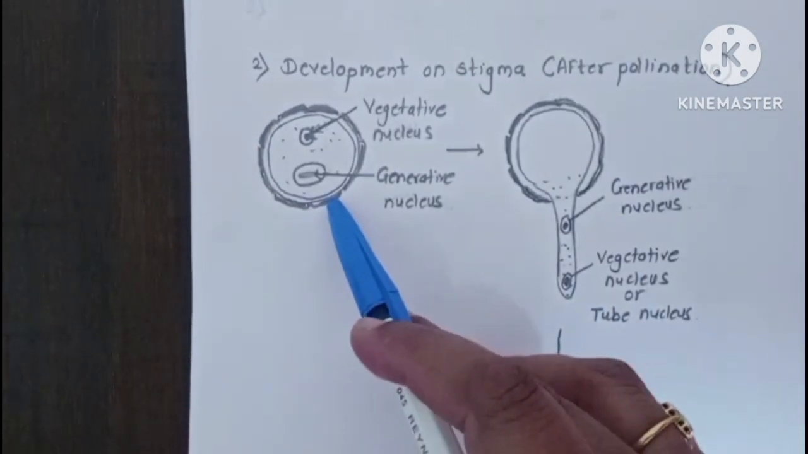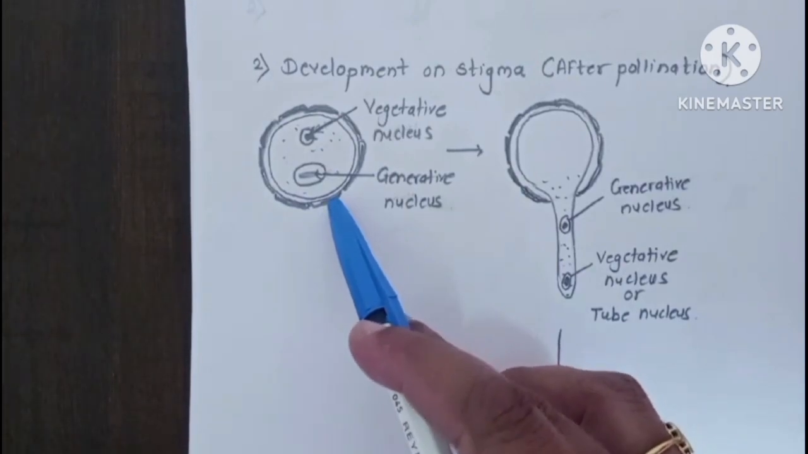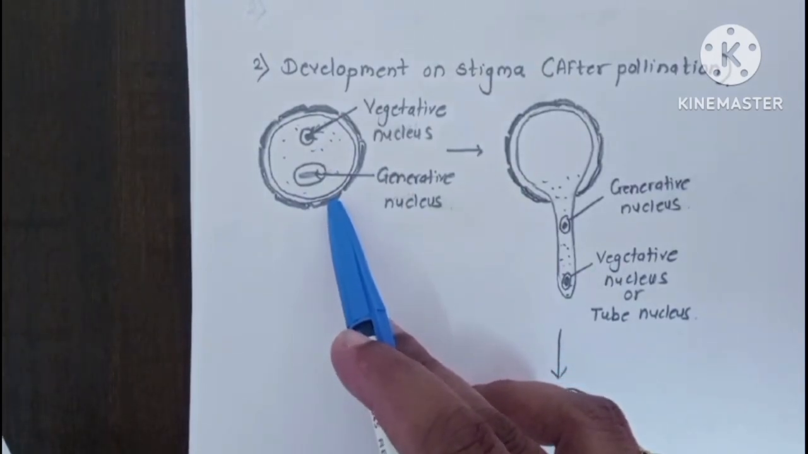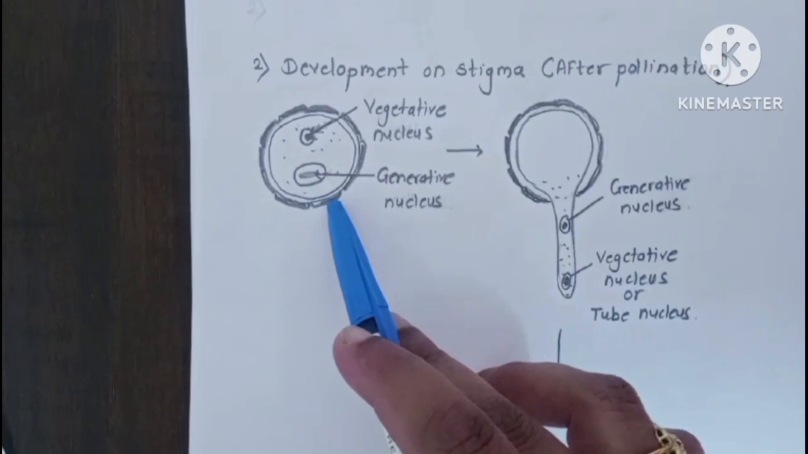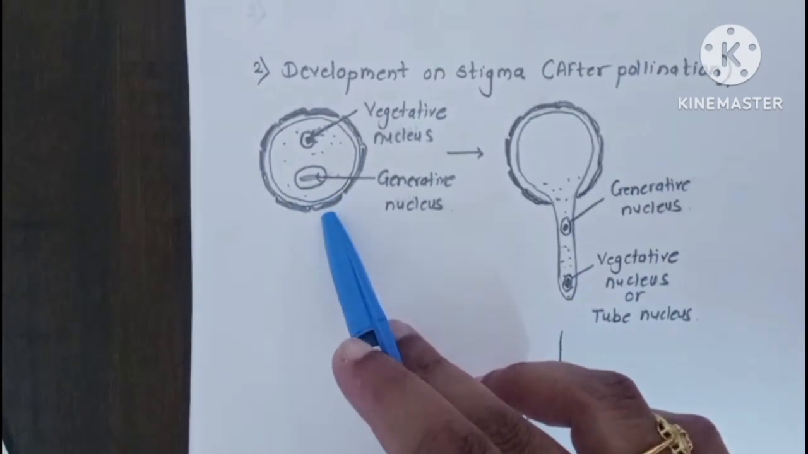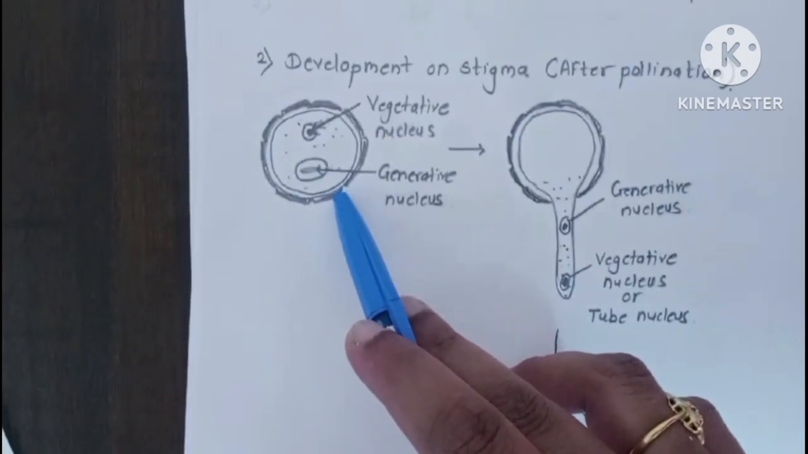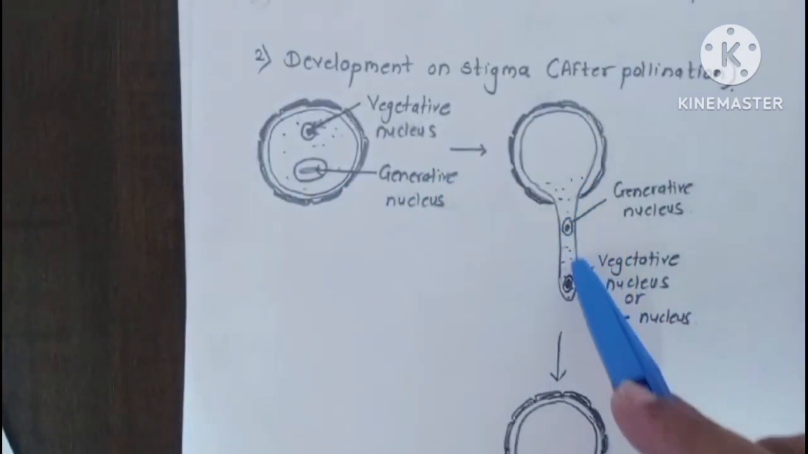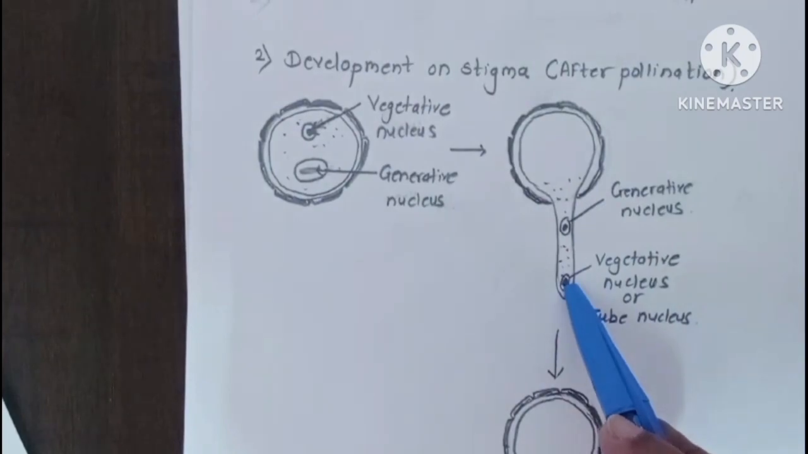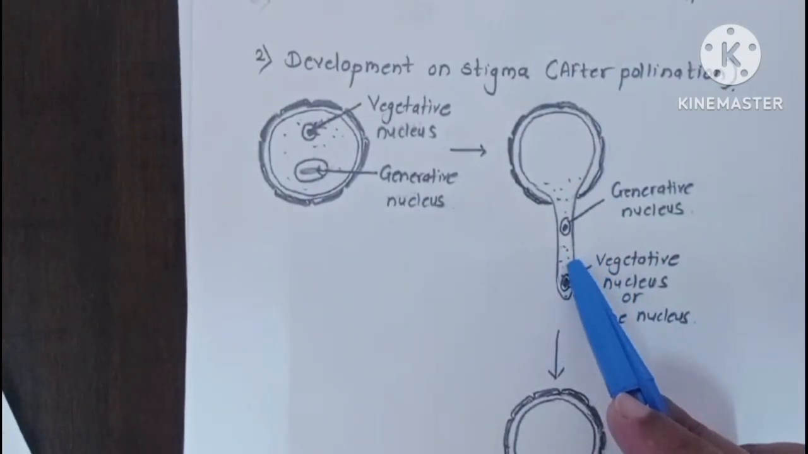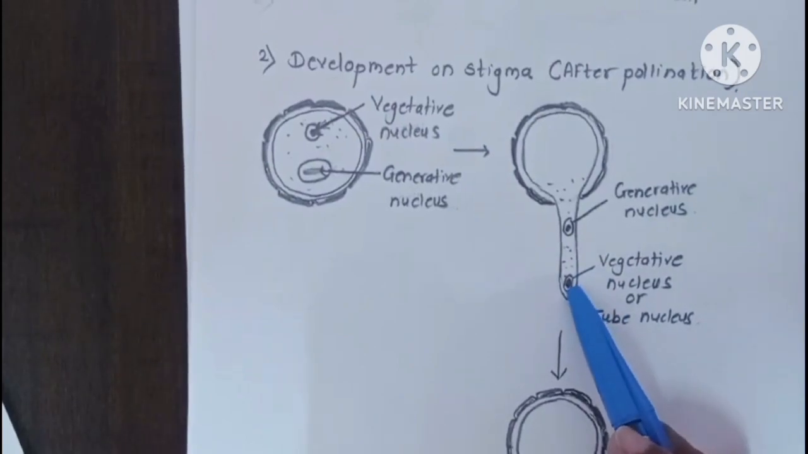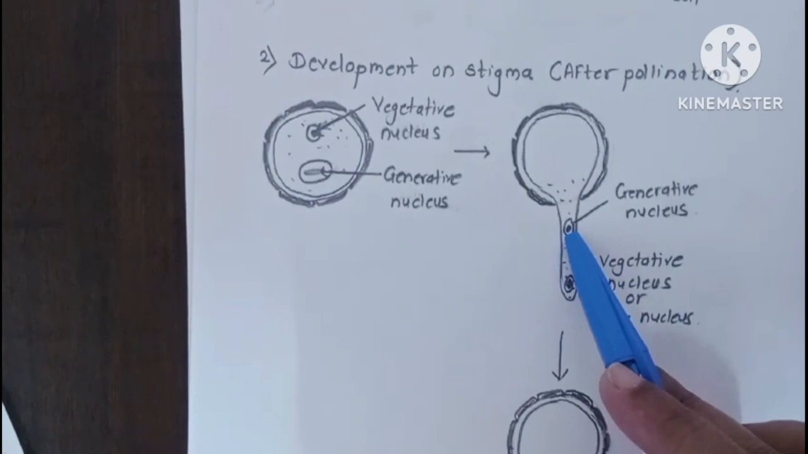On stigma, pollen grains absorb sugary substance from stigma and pollen grain swells. This causes rupturing of exine at one of the germ pores and intine comes out in the form of a tubular outgrowth, which is called as a pollen tube. Vegetative nucleus migrates in the pollen tube and generative nucleus follows behind.